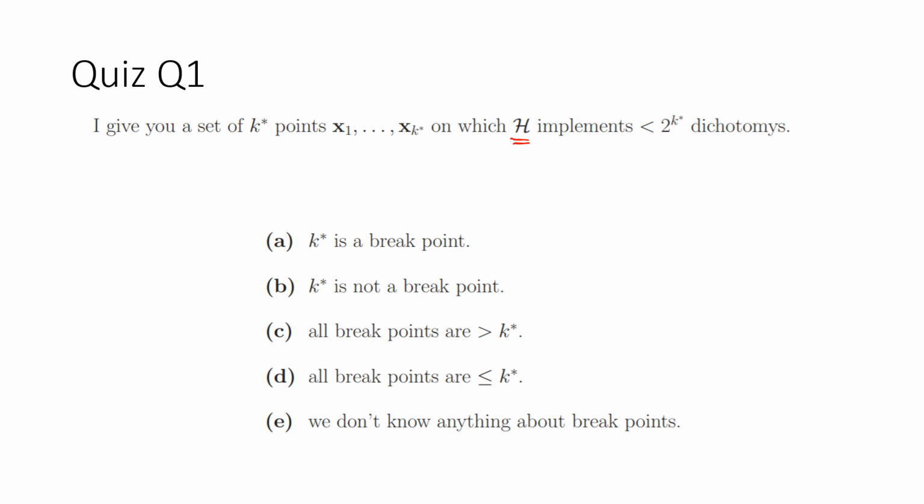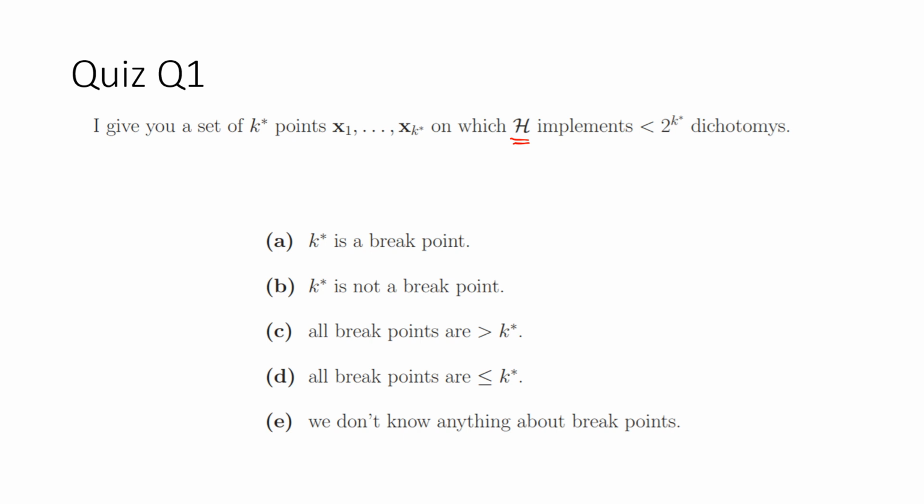The options, and you have to pick one or more, whichever is applicable, are: A, k star is a breakpoint; B, k star is not a breakpoint; C, all breakpoints are greater than k star; D, all breakpoints are less than k star; and E, we don't know anything about breakpoints. If you think about this, this is a specific set of k star points that is given to us.